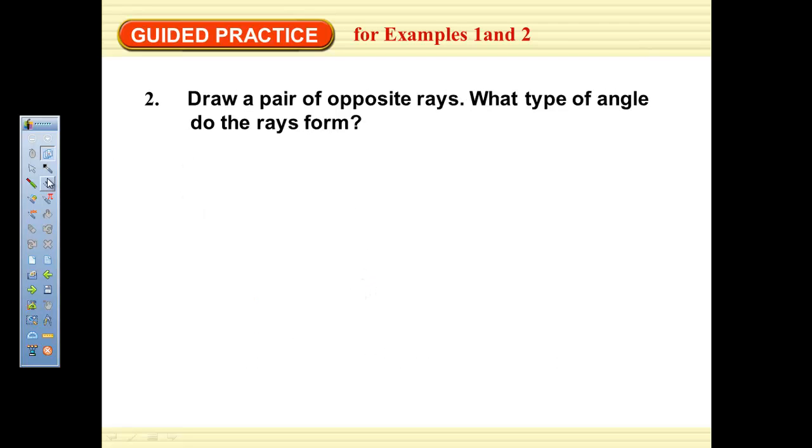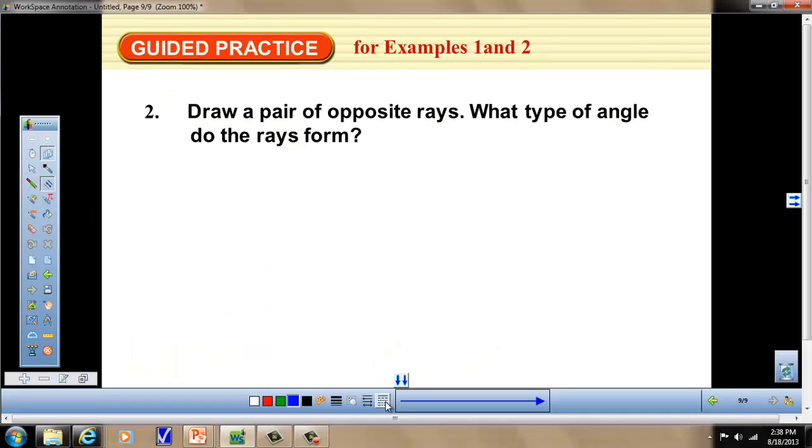And finally, if it says to draw a pair of opposite rays, I'm going to do that real quick. Opposite rays, remember, it's two rays that have a common endpoint. So there's the first part. We'll call this B, and we'll call this C. So this is ray BC. And then for the second one, we're going to go this way. And we'll put an A here.